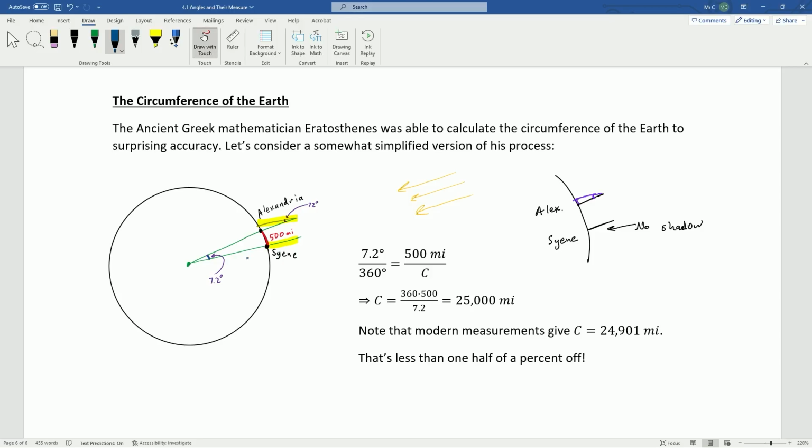So, given that he knew the relationship between arc length, angles, and the radius, he was able to do that conversion. He was able to take that relationship and compute that the circumference of the Earth was roughly 25,000 miles. And our current measurements, which are a bit more accurate than the tools he had available, give us 24,901 miles. So yeah, he was very, very close in his accuracy.